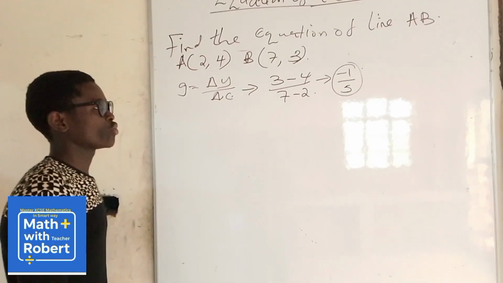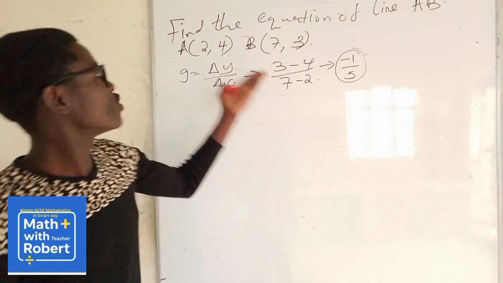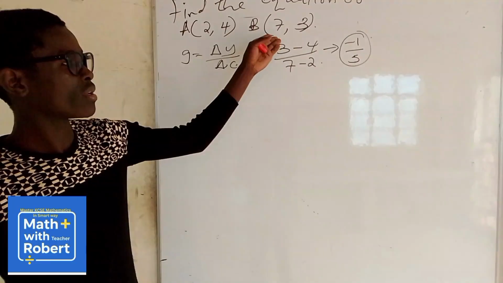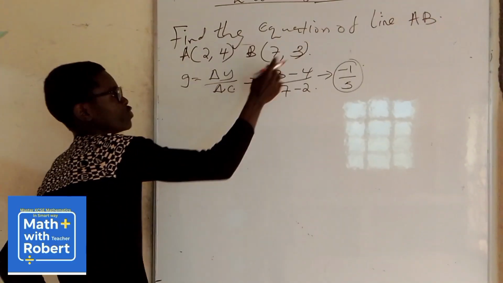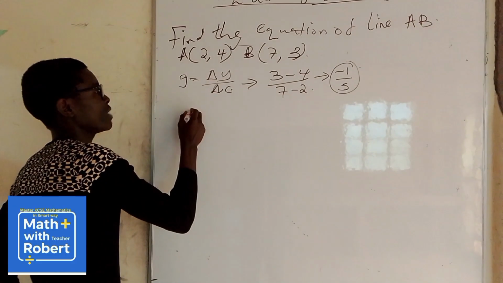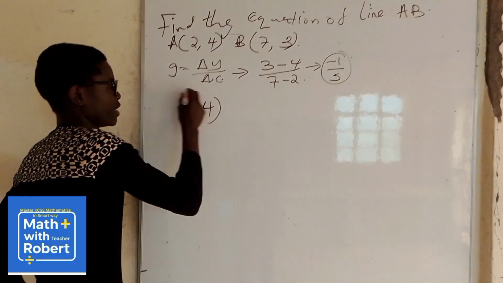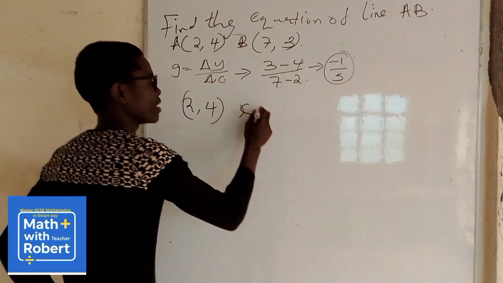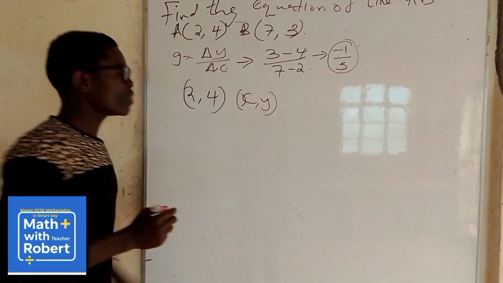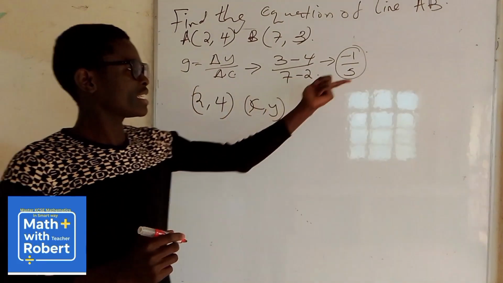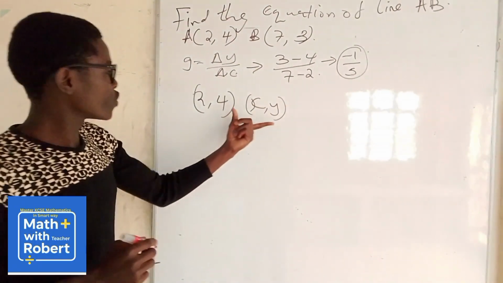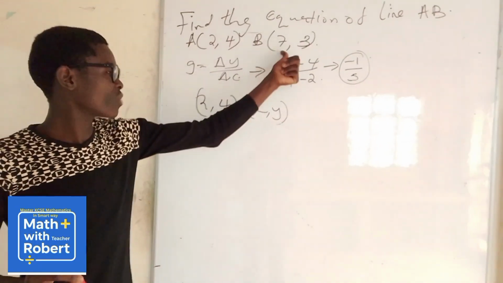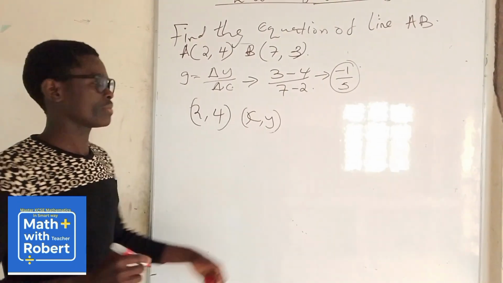That's our gradient. So after getting the gradient, you pick one of the points. You can pick this one or this one. So we go with this one, then you drop this one. So you pick (2, 4). Then you introduce another point, that is (x, y). This one is introduced after getting the gradient. So you introduce this one and you drop this one. Or you can drop this one, pick this one, then introduce this one.